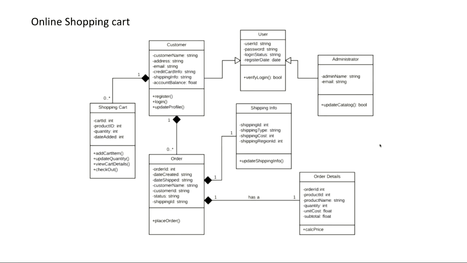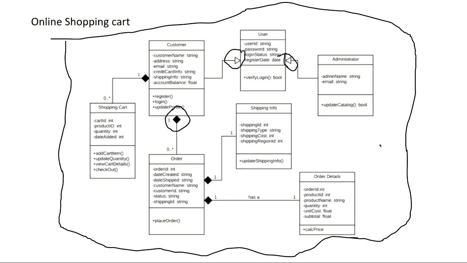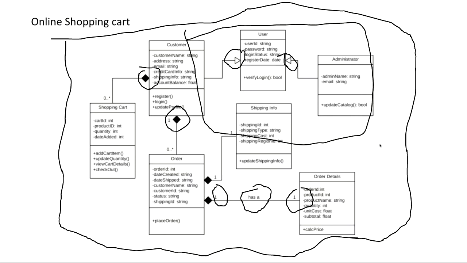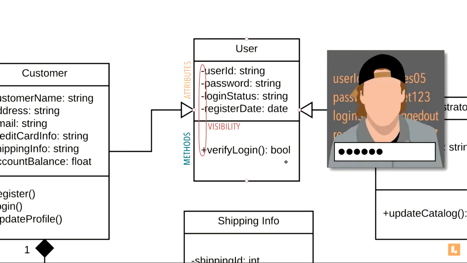Now we are going to see this huge diagram. This is an online shopping cart diagram. This is how a class diagram will look. You can see here is inheritance, here is composition. There is no aggregation in this. This is multiplicity, right? This is a relationship name. All these things are there. So we will see each part of the diagram one by one. Let's first focus on this part.